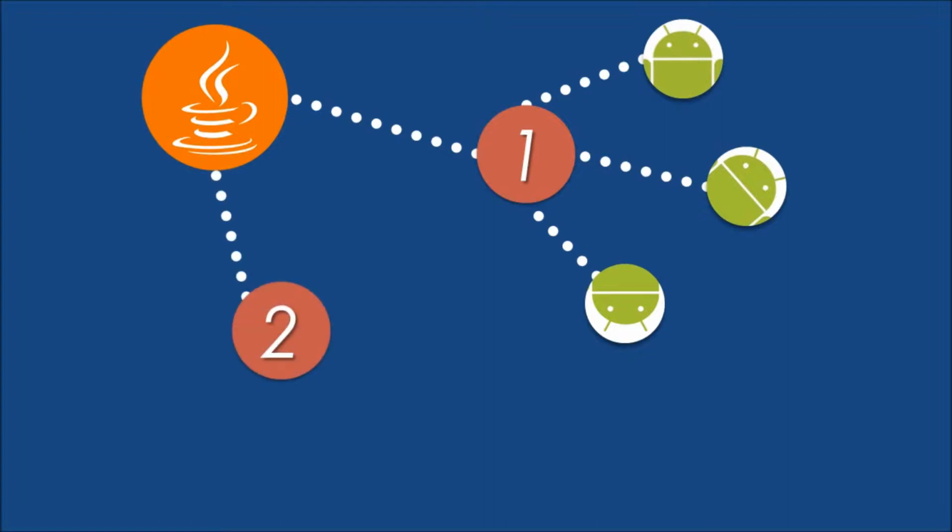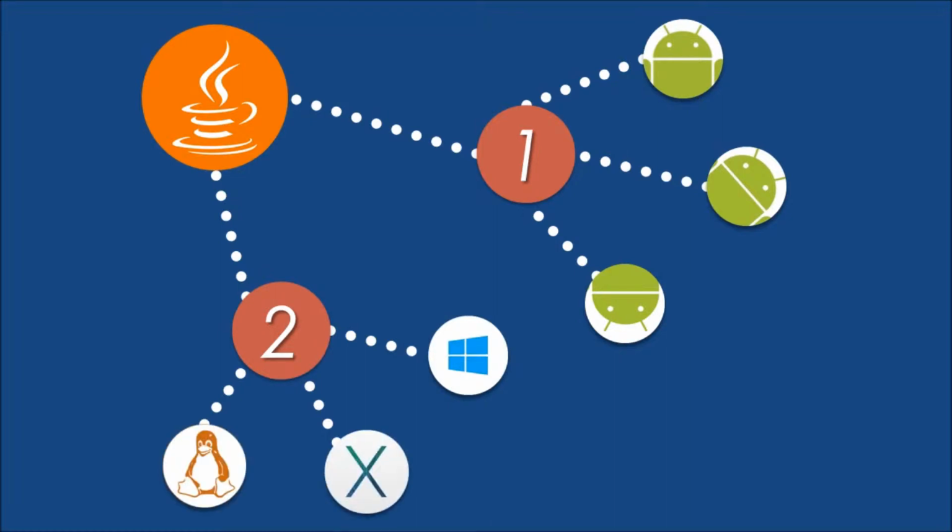My second point also contains 3 words: Windows, Mac, and Linux. Java is multi-platform, so the same program works the same way on Windows, Mac, and Linux, and some other platforms as well. That's so sweet.